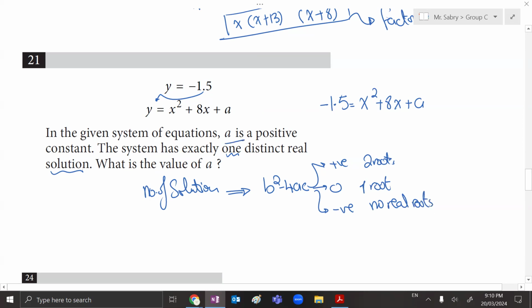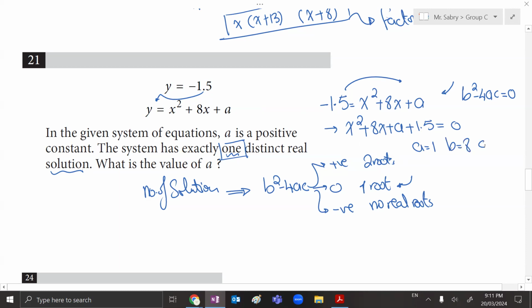Because they said that this has exactly one distinct real solution, it means when I calculate in this function, the b power 2 minus 4ac should be equal to 0, because that's the one that has one real solution. So first I'll have to move this to the other side because it needs to be all equal to 0. 8x plus a plus 1.5 all equals to 0. And now I'll start identifying a, b, and c. A in this question is equal to 1, b is 8, now c is the tricky one. C is a plus 1.5. All of this is c.